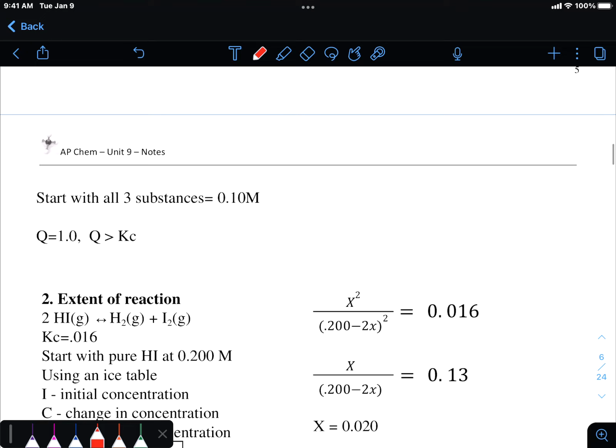What if we start with all three of them being 0.1 molar? So 2HI forms H2 and I2. And we have initial concentrations of everything. Whoops, that's 1.0. Which direction is this going to go? The reason I'm asking is that in every ice table, I'm going to be adding and subtracting values. But I need to know which side I subtract from and which side I add to. And that's the purpose of Q. So when I solve for Q, which is 1.0, everybody see why it's 1.0? Just write it out here to elucidate that.